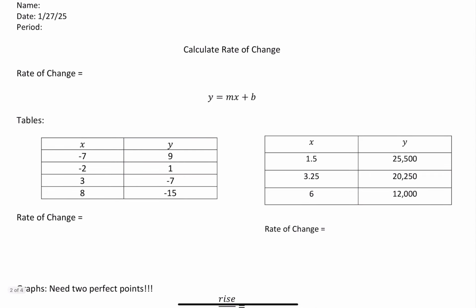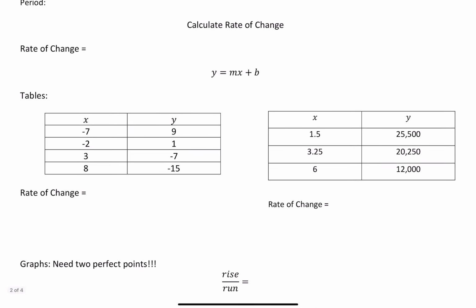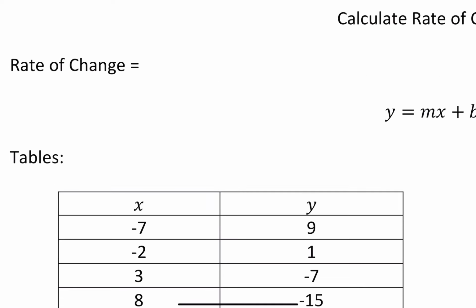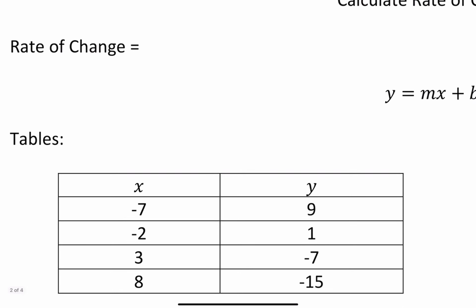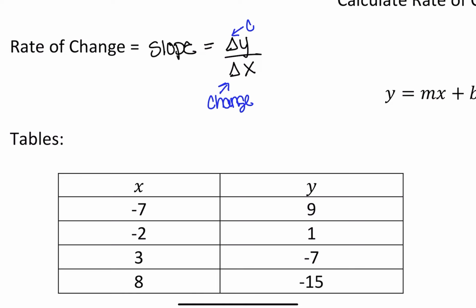Okay, so let's talk about rate of change. Rate of change is the same thing as slope, which another way to hear slope is going to be your change of y over your change of x. So these triangles are not just triangles, they represent change. So how much are you going to change by? Okay, so if you ever see those, that's what that means.